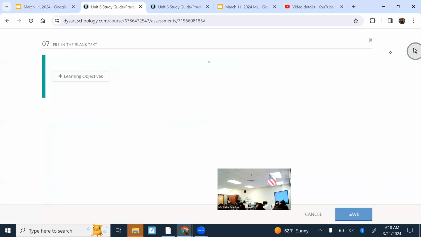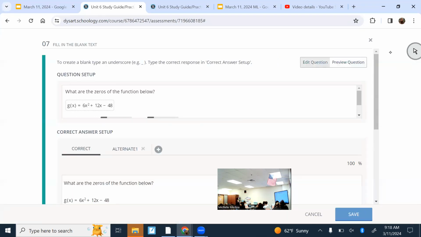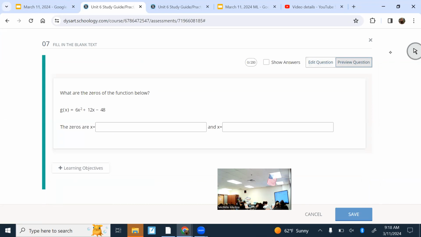So number 7, we have to identify the zeros of this function. Now, we've never done it in this unit where we're identifying the zeros from standard form. So there's really only one way you can do it. By the way, what do zeros mean? Table 2, what are zeros? Or Joel or Cohen? What's another word for zeros?